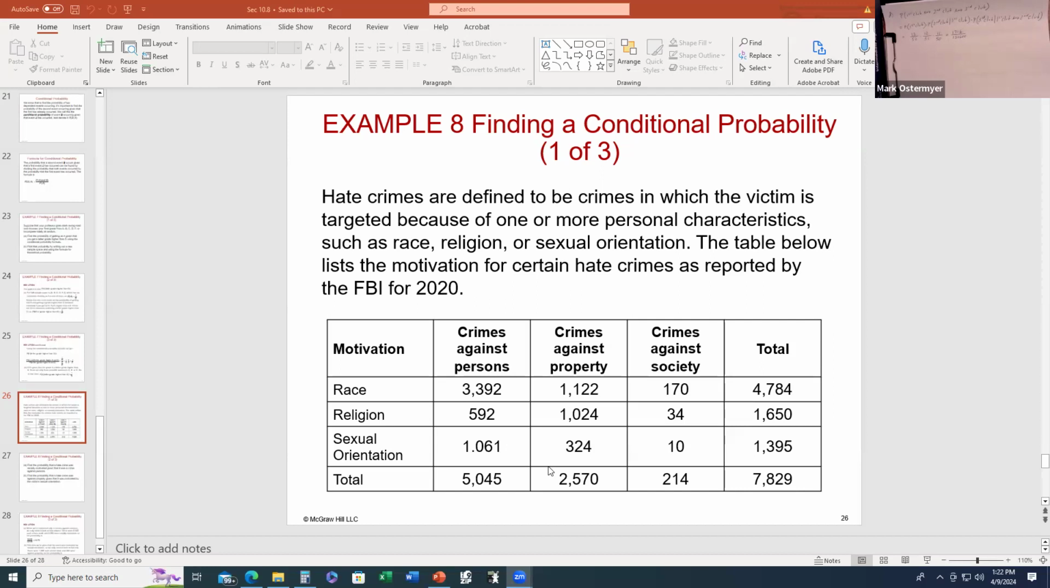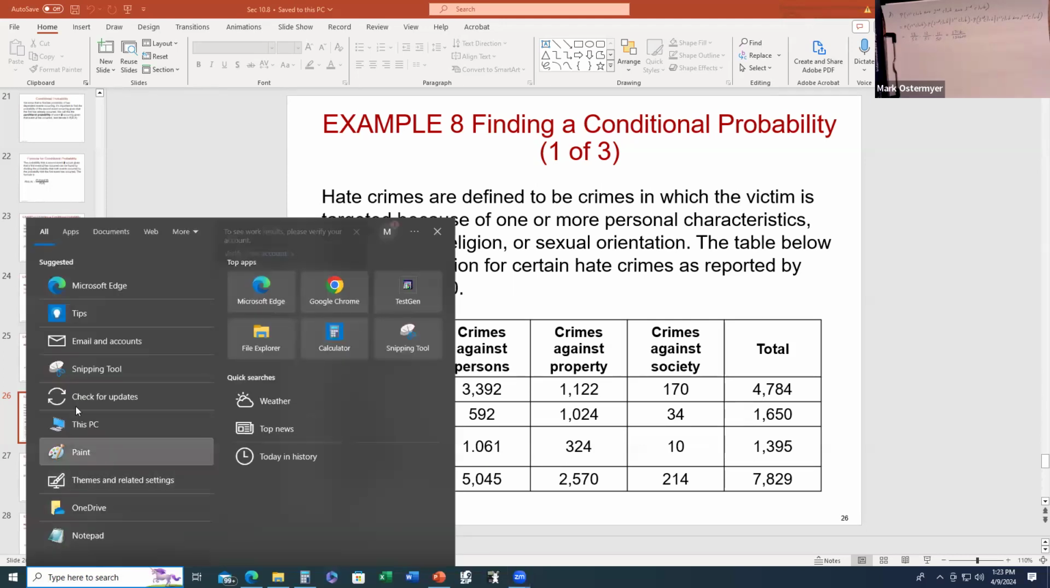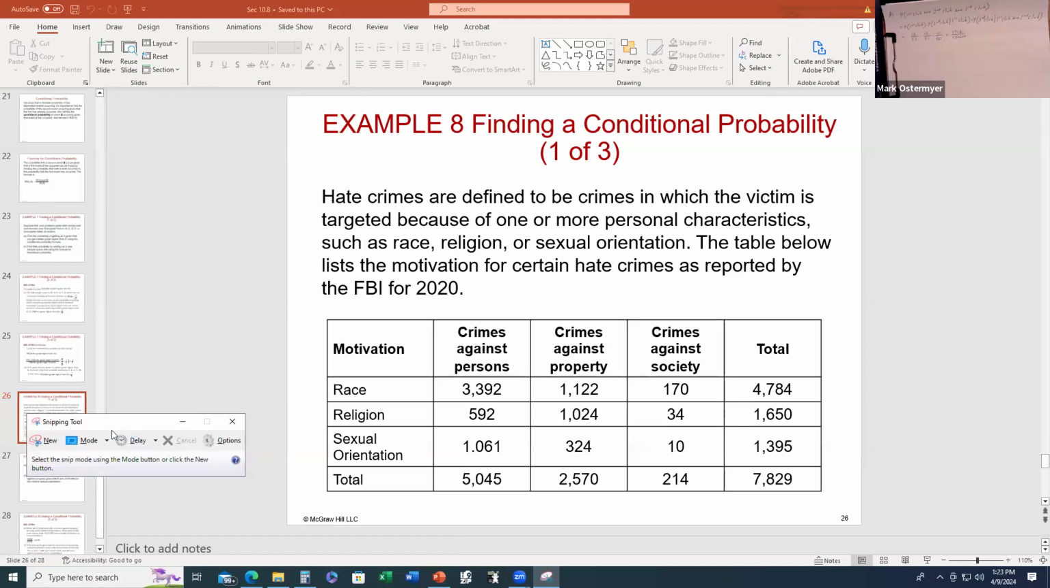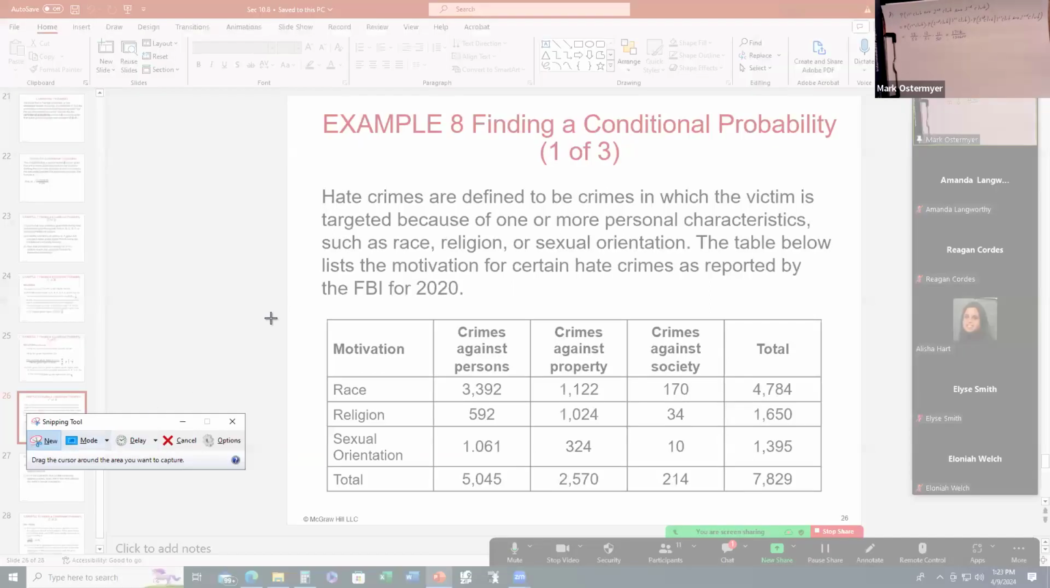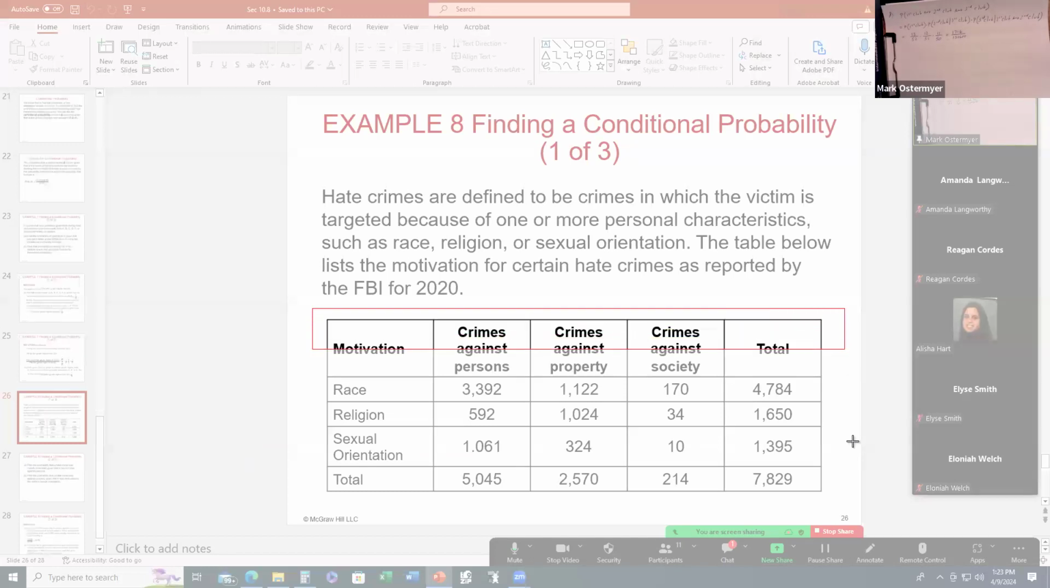Wait a minute here. Does this look like one for sexual orientation for crimes against person? Does that look like 1.061? Yes, that should be a comma, shouldn't it? That's a typo. Everybody see that there? Okay. Just noting that there. That should be a comma. That's 1,061. All right. Okay, ladies and gentlemen, knowing this table, let's see if we can answer some questions maybe. And let's see if I can snip this table so we can carry it over to other pages of this investigation instead of having to flip back.